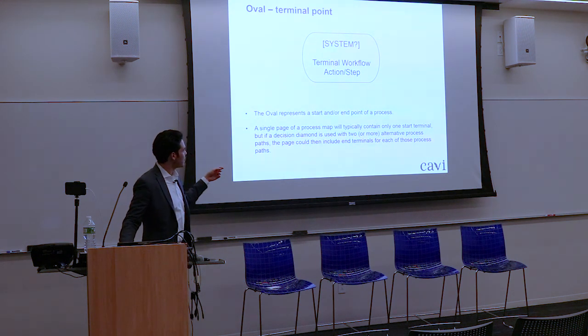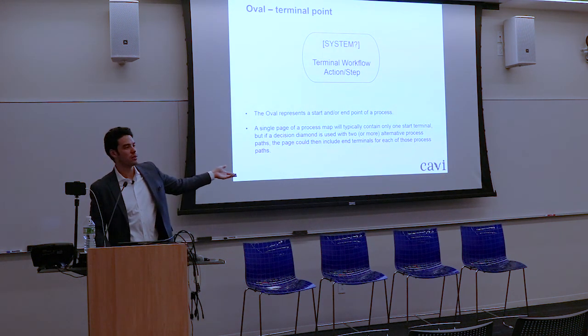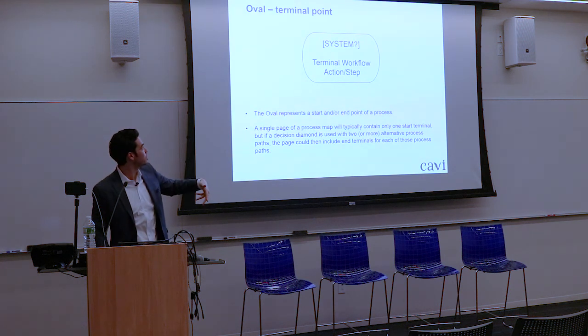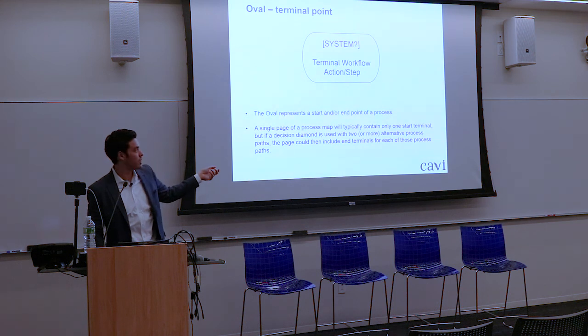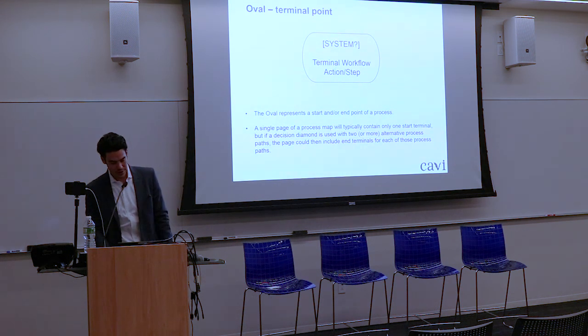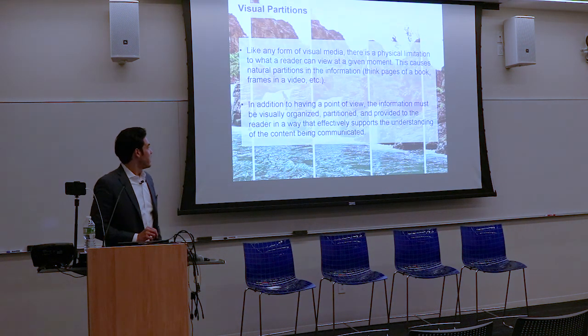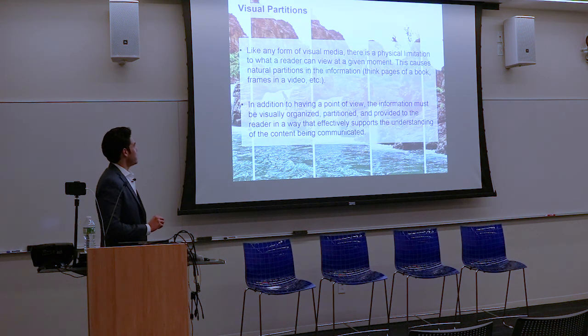You're always going to have one first step, but if you've got diamonds, you could have multiple other steps. But I just call this shape terminal. It's a process terminal. That's all it is. You've got squares and you've got terminals. Boom, done. That's it. That's all the shapes you need.